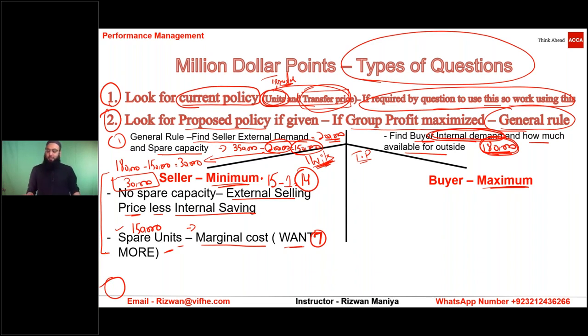As I said, this includes the loss of contribution, my friend. This includes the loss of contribution. 14 includes the loss of contribution. So what I'm saying here is, I've made a rule for you. This includes the loss itself. And the rule is very simple now. The rule is, just remember external selling price. Quickly pick it out from the question. And less internal saving will give you the same amount.